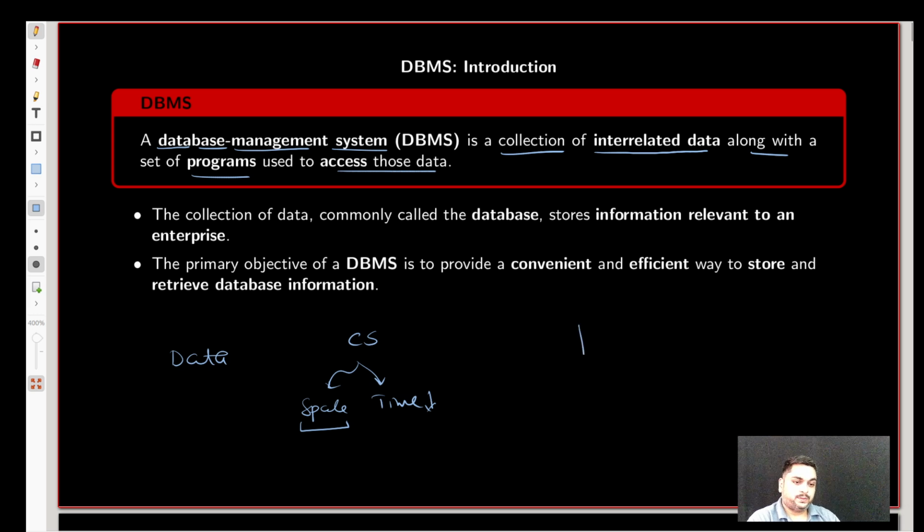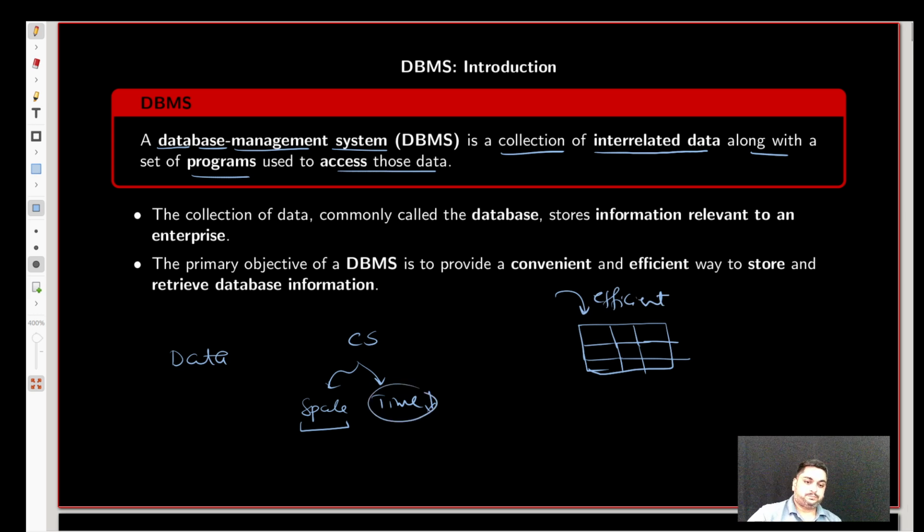That is interrelated data, along with a set of programs used to access the data. You take your data and organize it in a perfectly interrelated manner. I'll come to examples later. You organize your data in a particular format that is easier to access. Efficient access means you are trying to reduce the time. You are organizing your space in such a way that access time is reduced. So for that we need to organize the data. That is the overall goal of a database management system.